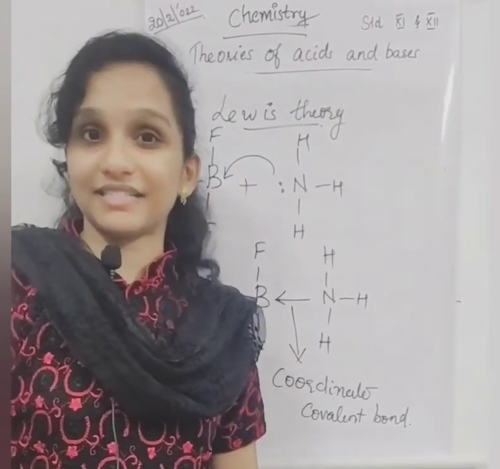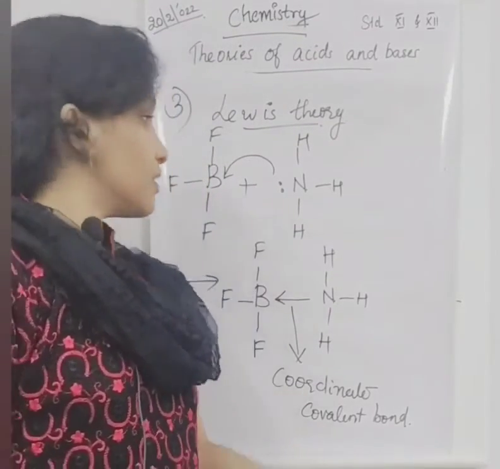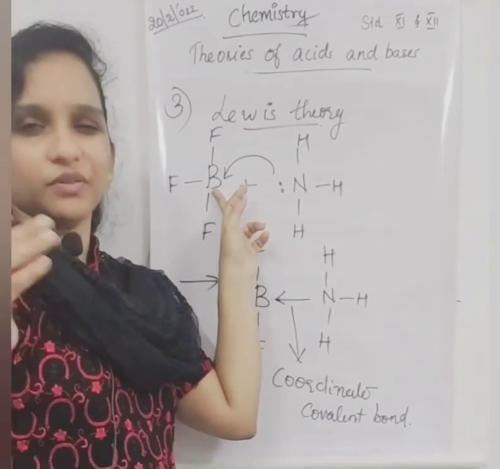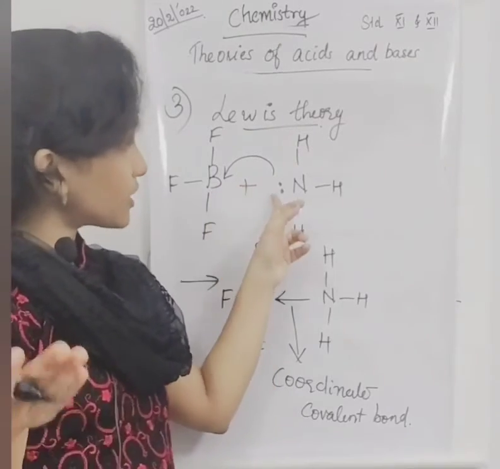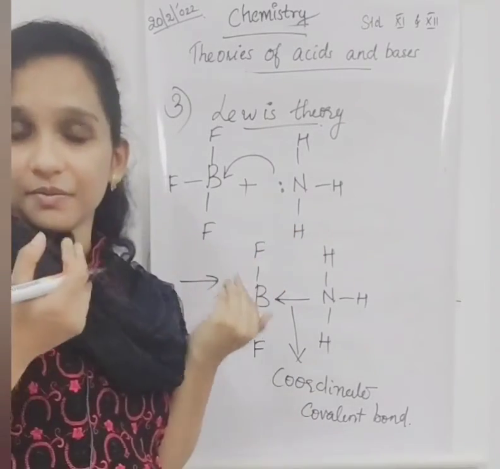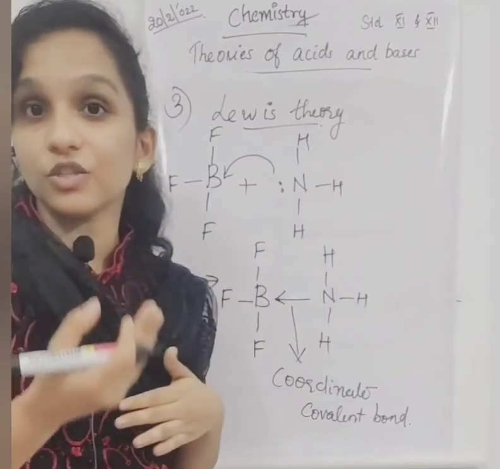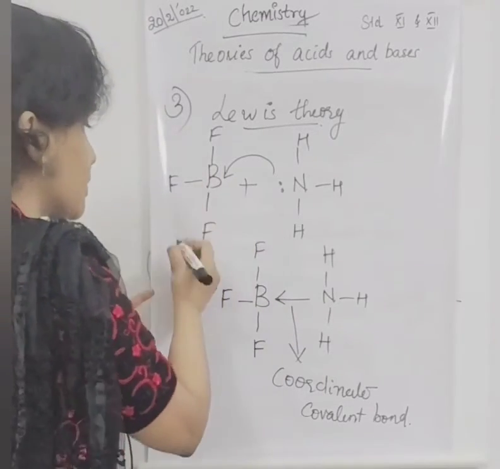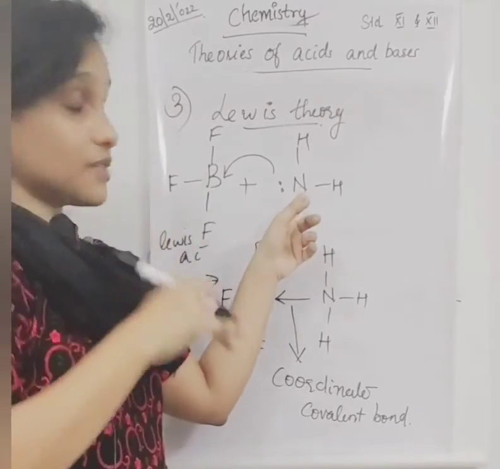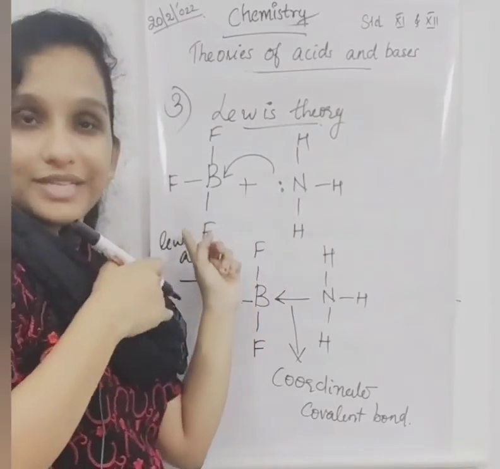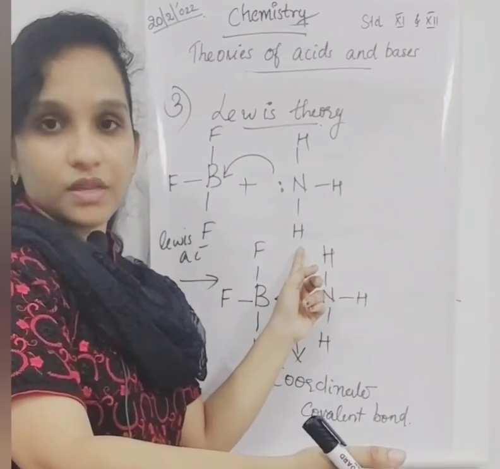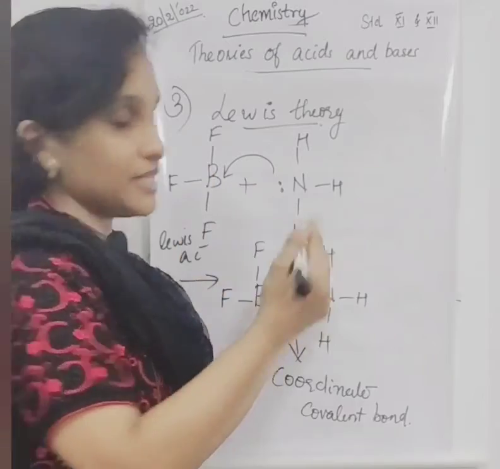So what is a Lewis acid and Lewis base here? Let's see. Boron has a deficit of electrons. It needs 2 more electrons. The 2 more electrons are donated by ammonia. So it accepts a pair of electrons. That is known as a Lewis acid. It is not accepting a proton, it accepts the electron pair, so it is a Lewis acid. And which one donates an electron pair? That is ammonia. So it is a Lewis base.